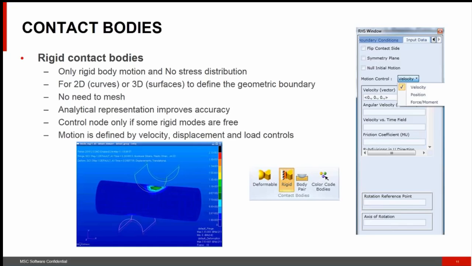With the rigid bodies, they can be 2D curves or 3D surfaces. So in Patran, you can have the geometry, or you can bring in a CAD geometry, or you can create the geometry and define it as a rigid body. And here I'm showing you how you can create it in Patran. There are several ways. One is to go under the rigid body form and do the create, or you can see here from the contact bodies group, you can just simply click on rigid.